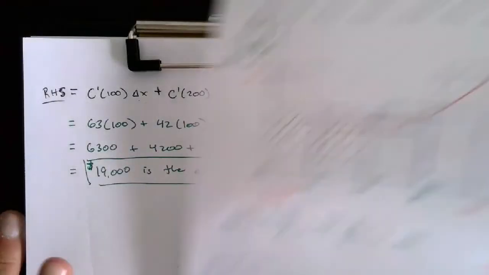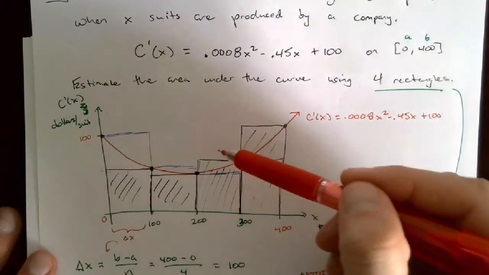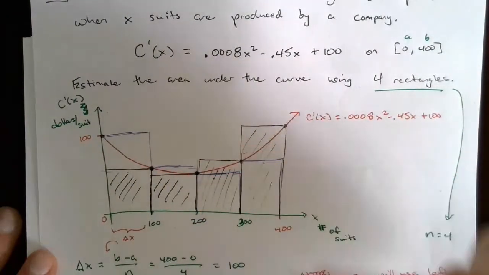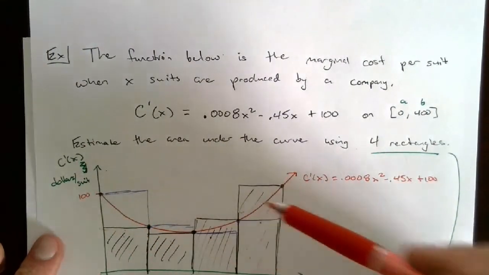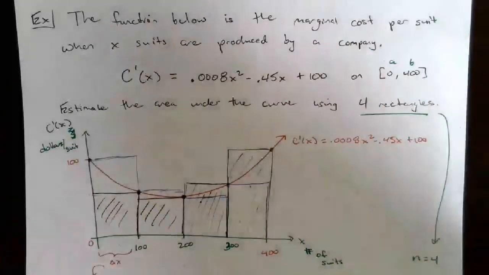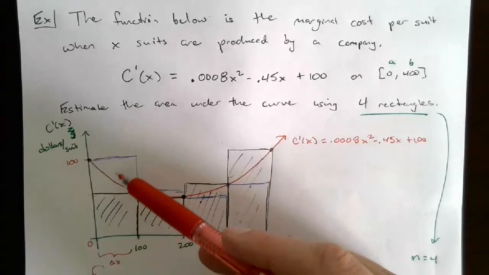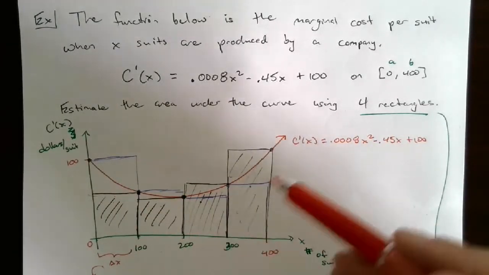Well, neither of them are correct. This 24,200 is based off of these blue rectangles. The right-hand sum, the 19,000, was based off of these black rectangles. And the truth is that the actual cost is somewhere in between, because we have pieces that are either underestimating or overestimating depending on where they are in terms of the curve, either below the curve or above the curve.